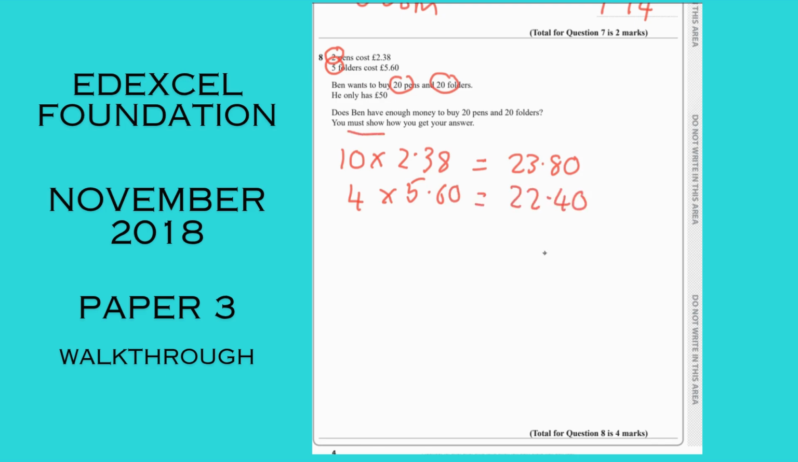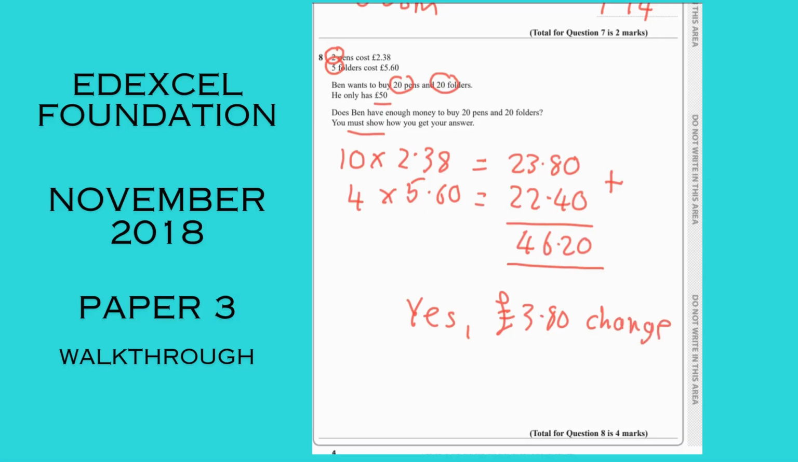Whenever they say you must show, do show as much, even though it's going to be on a calculator. Show all your working out. Keep the examiners informed of what you're doing. Does Ben have enough with a £50 note? You've got a calculator, so go that extra bit further, why not? He'll actually get £3.80 in change.